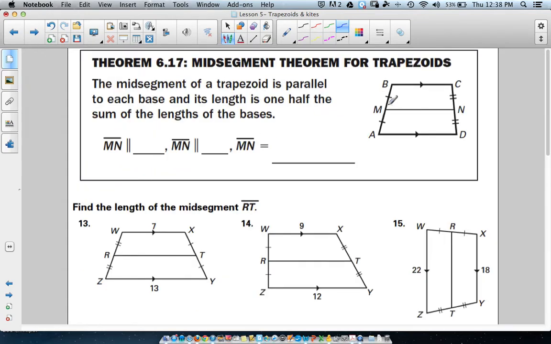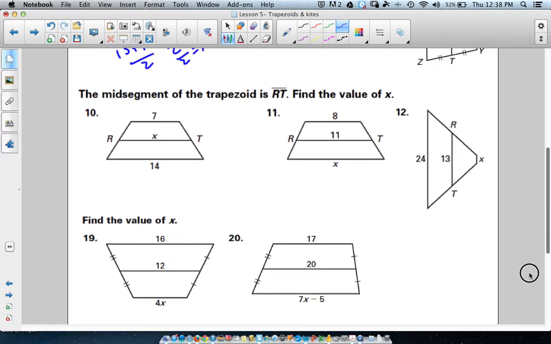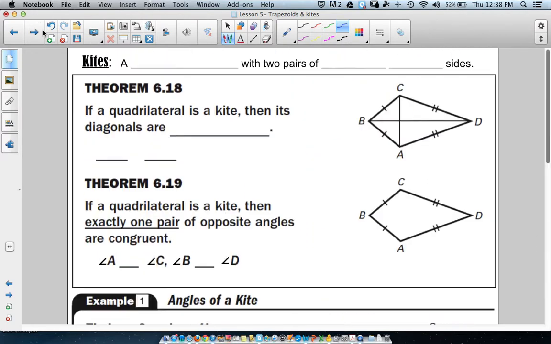We have the midsegment. Now, the midsegment is pretty simple. MN is parallel to BC, and MN is also parallel to AD. Now, if we take those two and add them together, BC plus AD, and divide it by 2, we will get what MN is equal to. I'll give you an example. We have 13 plus 7 over 2. We get 20 over 2, which is equal to 10. That's the gist of it. You'll have some of those in class too.